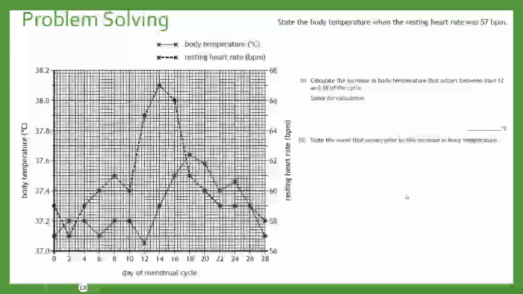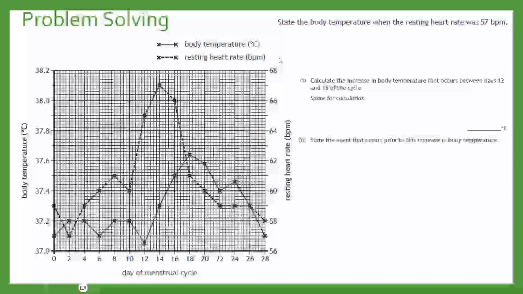So question 1 was to state the body temperature when the resting heart rate was 57 beats per minute. So this is a reading the graph question. They want you to compare the two values. So the key to that is to always go up and down and not side to side as many students do. So first off, we need to find the resting heart rate when it was at 57 beats per minute.